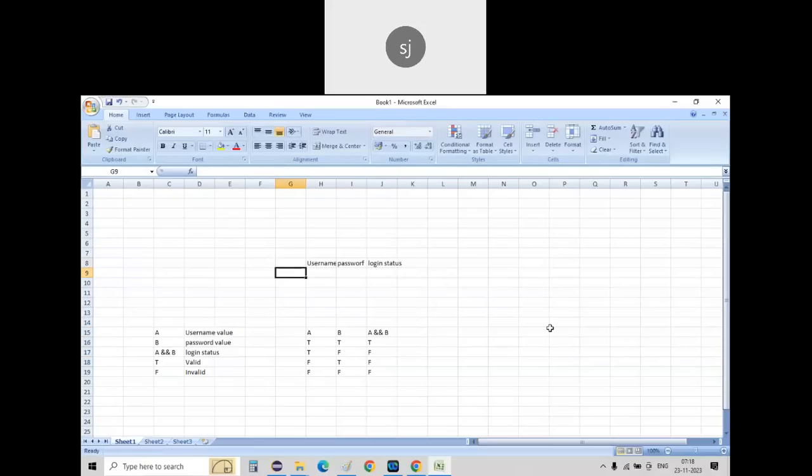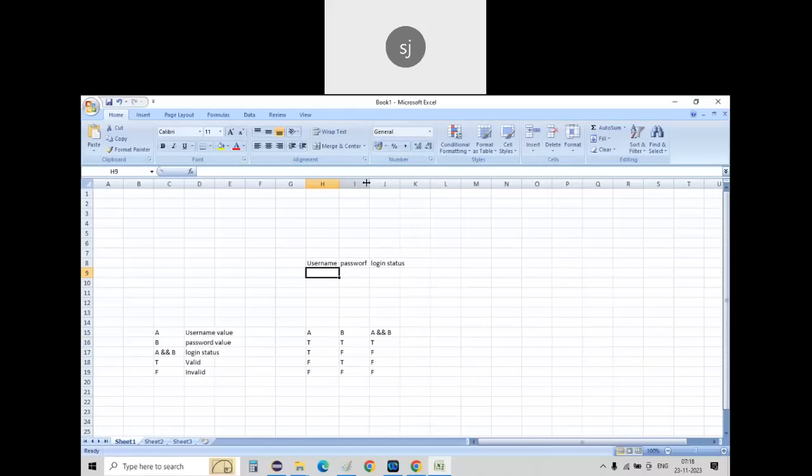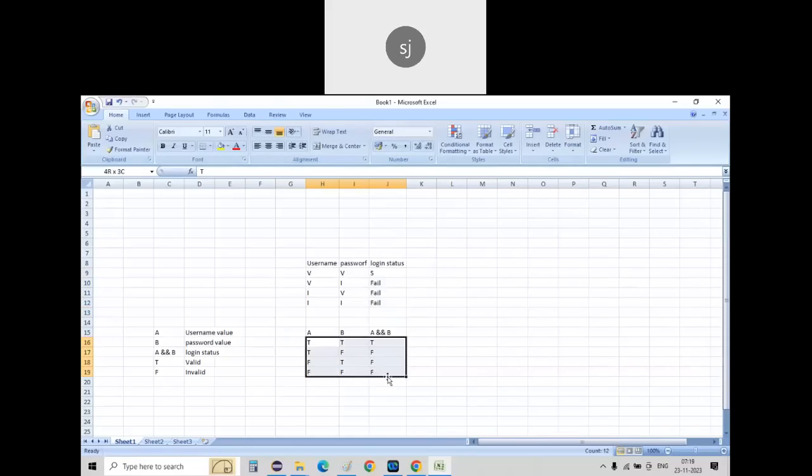login status. If you have given a valid username and a valid password, then your login is a success. If you have given a valid username and an invalid password, your login is failed. If you have given an invalid username and a valid password, then your login is failed. If you have given an invalid username as well as an invalid password, then also your login is failed. So ultimately, this combination, if you compare with this Boolean, of course, we are using these combinations in the real world.